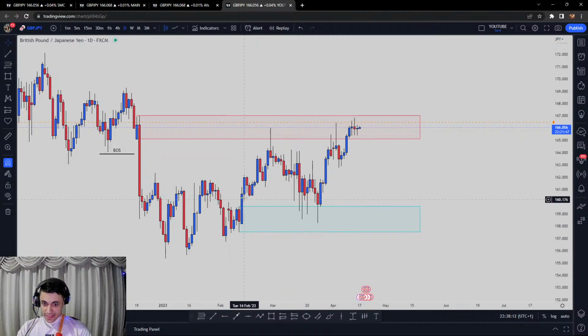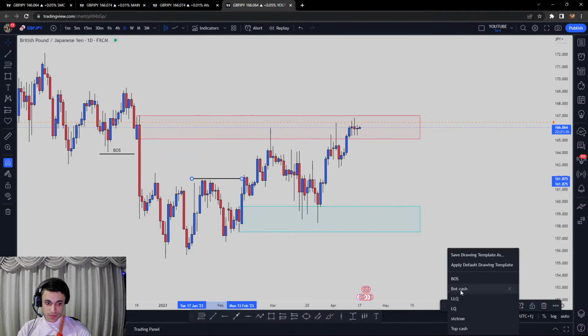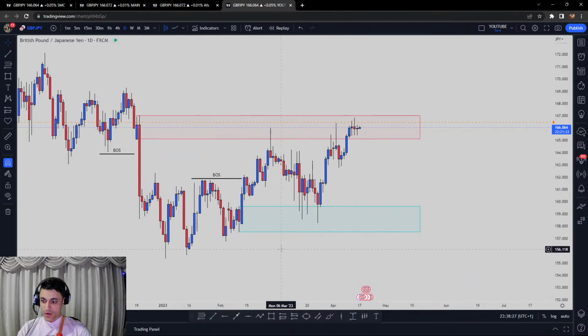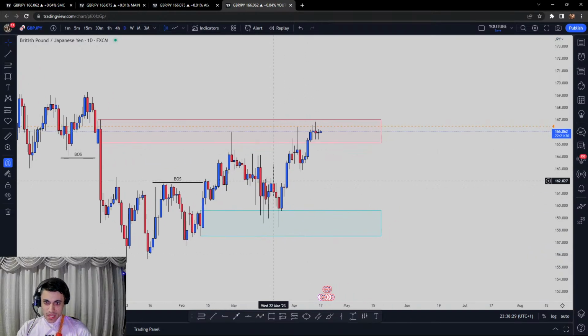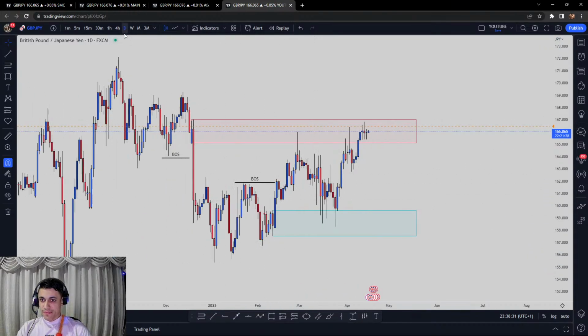Now this validates this is a valid OB demand area because we got a break of structure right here as well. So we're going to call it BOS, break of structure. So now we have identified on the higher time frame. Always remember, we are on the daily time frame. That's how you start your analysis.